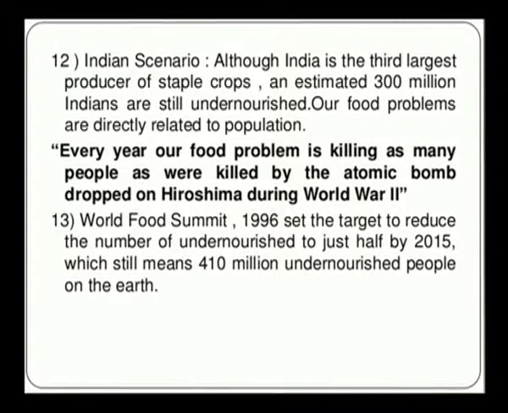Indian scenario. Although India is the 3rd largest producer of staple crops, an estimated 300 million Indians are still undernourished. Our food problems are directly related to population. Every year our food problem is killing as many people as were killed in the atomic bomb dropped on Hiroshima during World War II. The World Food Summit in 96 set up the target to reduce the number of undernourished to just half by 2015, which still means there are 410 million undernourished people on the earth.